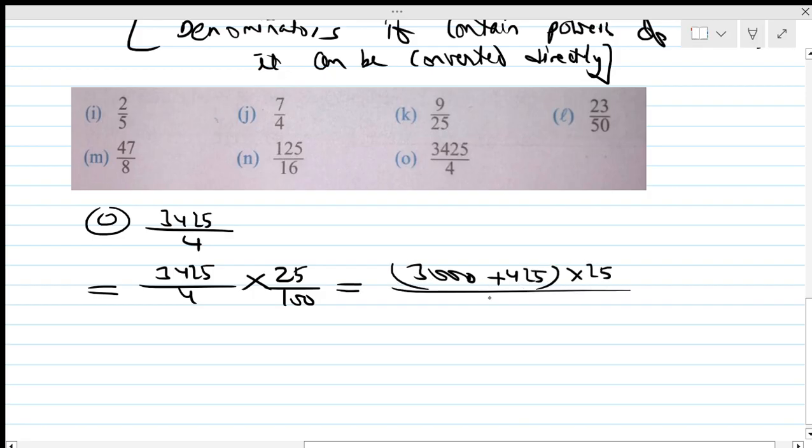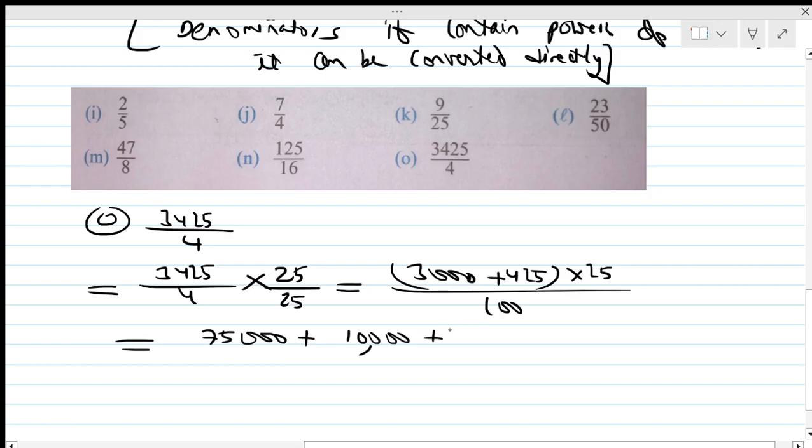And down there, sorry, I made a mistake here, down, not 100, by 25 we should have multiplied, and that will be 100. And then 3000 into 25 is 75,000, and plus 425 into 25. So that also I'll do by breaking. So 425 is 400 plus 25, 400 into 25 is 10,000.